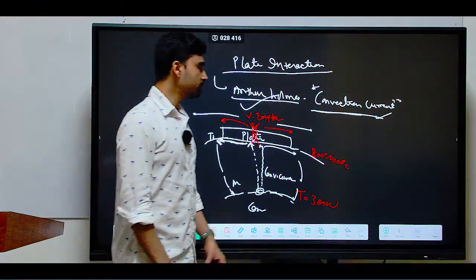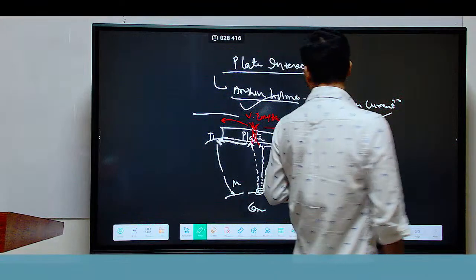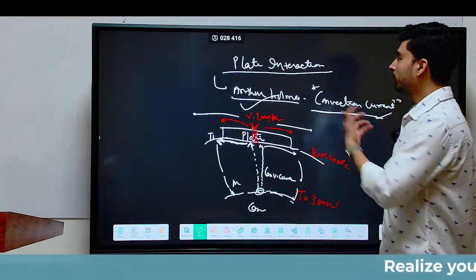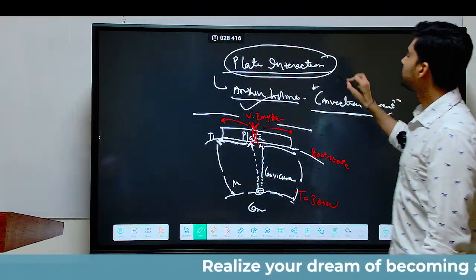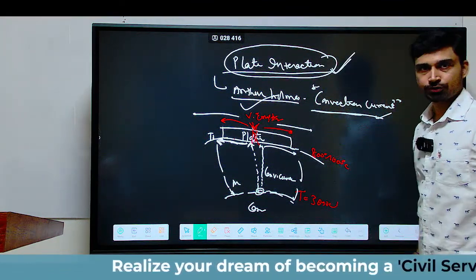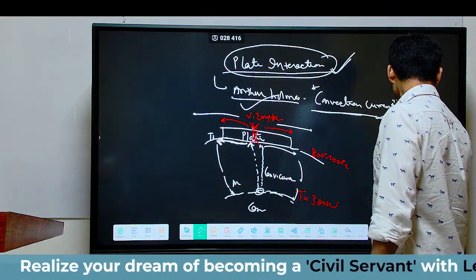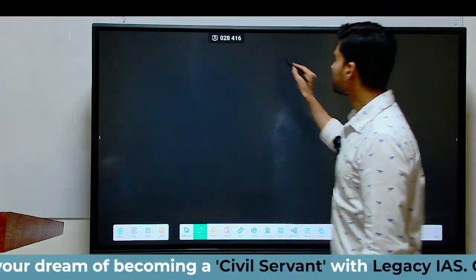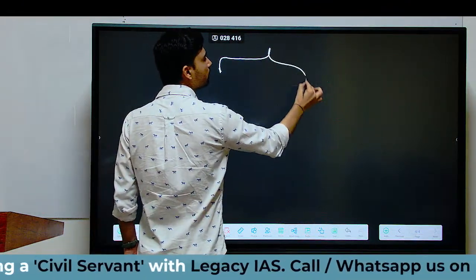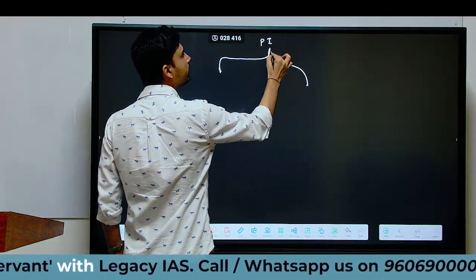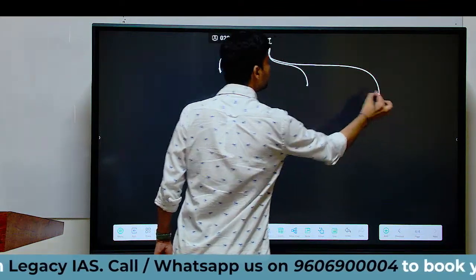So till now we have discussed what a plate is, how a plate moves, and why a plate moves. Now, coming to the third and most important point about plate tectonics, the plate interactions. If we talk about plate interaction, we have discussed that we have two types of plate. Thus overall, plate interaction can be classified into three categories or three types.